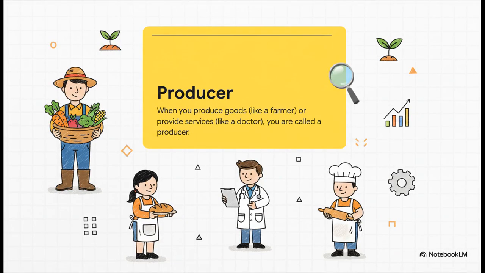Now for the other side of the coin, the producer. This is the person or the company that makes all the things that we consumers want to buy. So a farmer growing wheat is a producer. A doctor treating a patient is producing a service. Even the baker who makes the bread you eat for breakfast, he's a producer too.